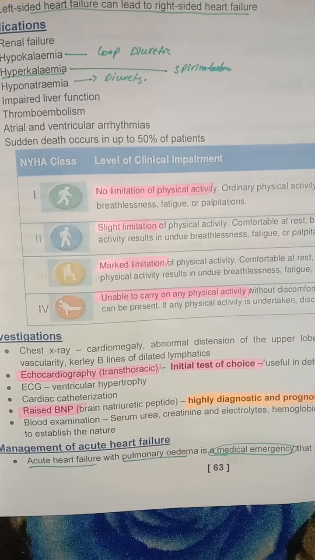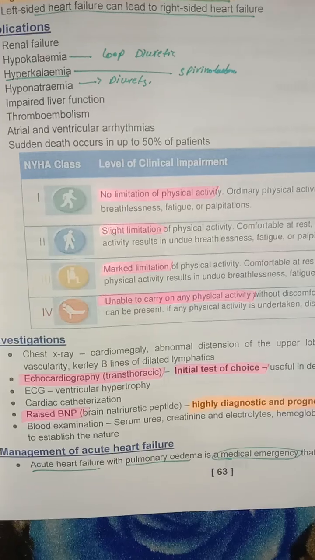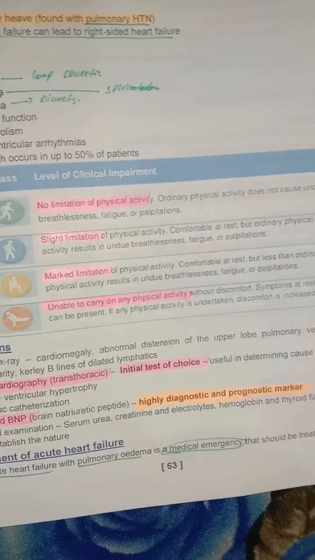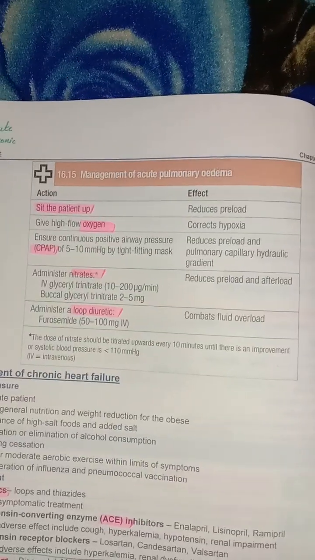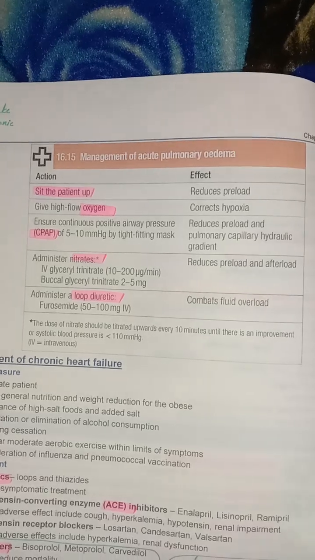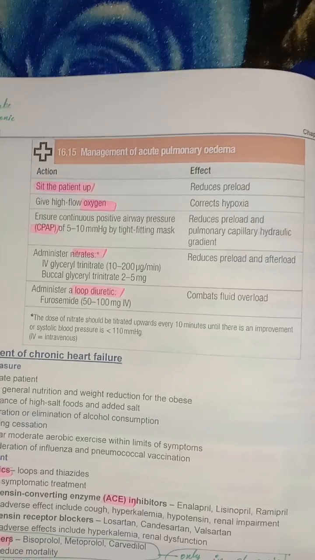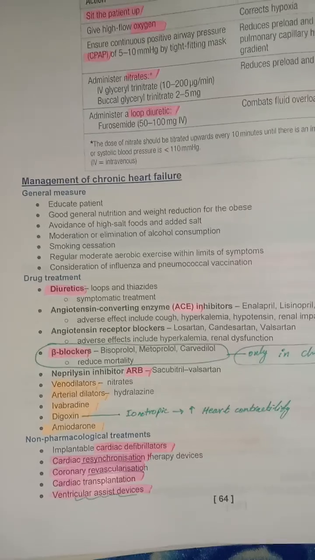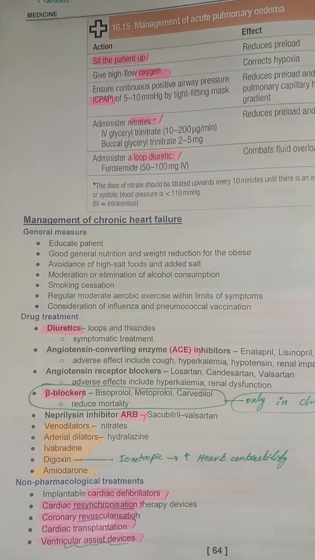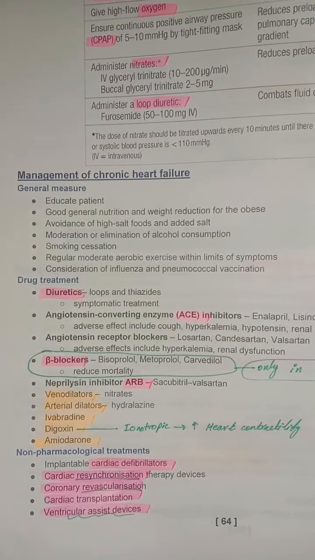Management of heart failure, acute heart failure. Acute heart failure with pulmonary edema is a medical emergency. How we treat pulmonary edema: sit up the patient, give oxygen, CPAP, nitrates, and loop diuretics. Management of chronic heart failure: we do general measures and drug treatments.